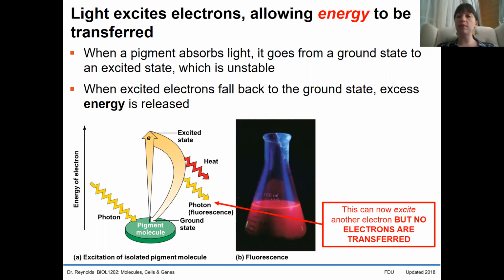So from one pigment to the next, we get this energy transfer, where the light energy excites the electrons in the pigment. That pigment's electron goes to a high free energy state, and when it naturally falls back down to the more stable low free energy state, that energy is transferred to a neighboring pigment. It's important to note the electron itself was not donated away. It's only the energy from the pigment that can be donated.